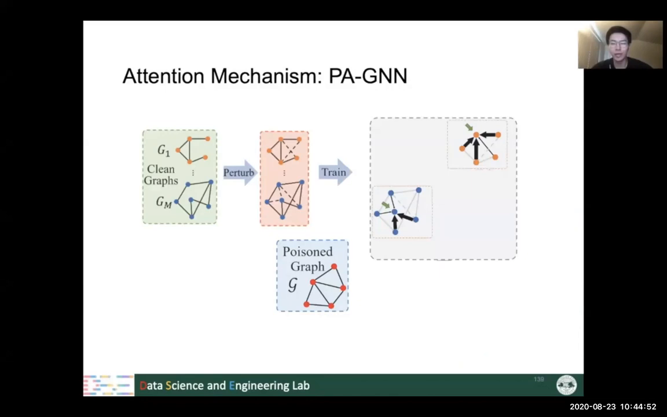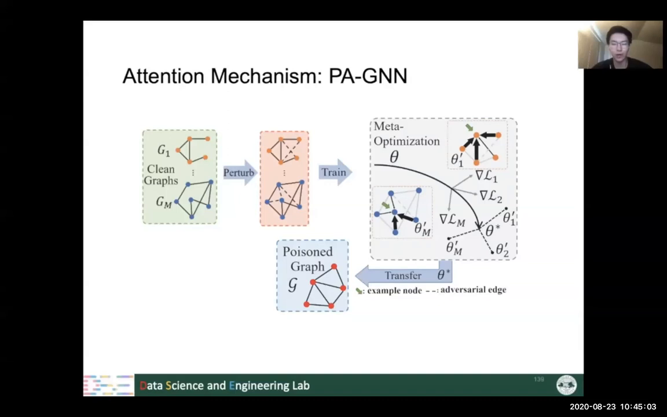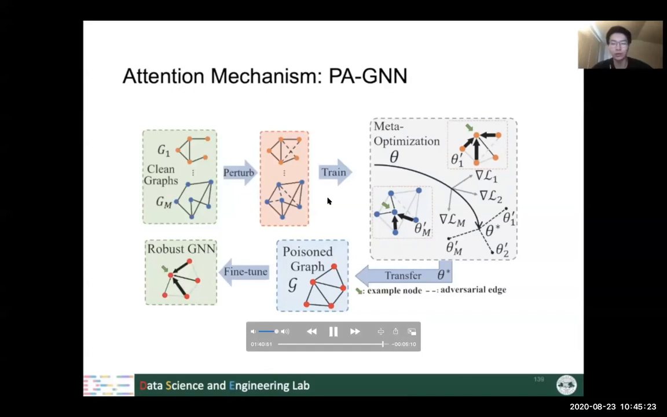So then we can employ techniques in meta learning or transfer learning and transfer that knowledge to the current poisoned graph. And finally, we will get a robust GNN model. So that is the overall framework called PAGNN. Up to here, we have covered the part on robustness of graph neural networks. Next, I will pass the baton to Yaxin, who is going to introduce our adversarial repository, DeepRobust. So let's welcome her.